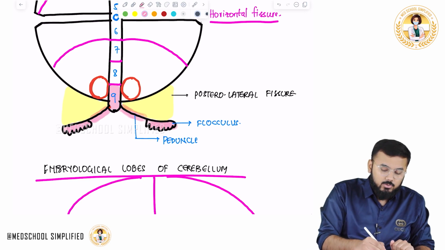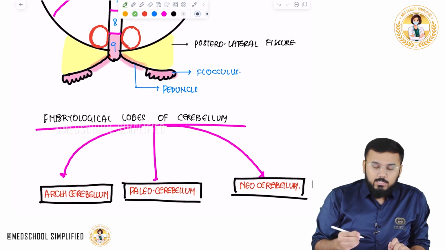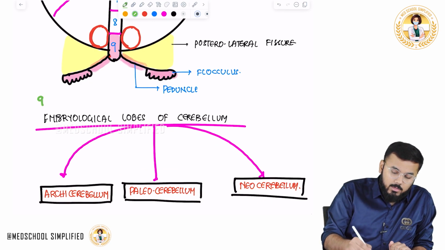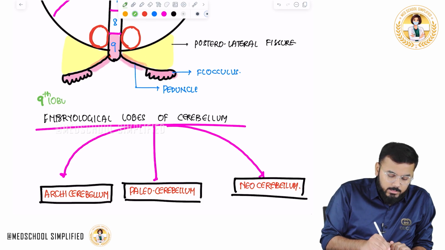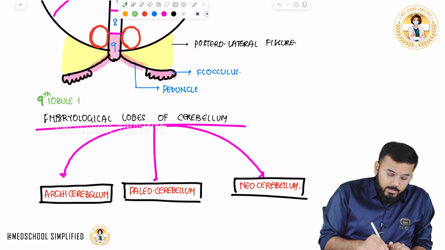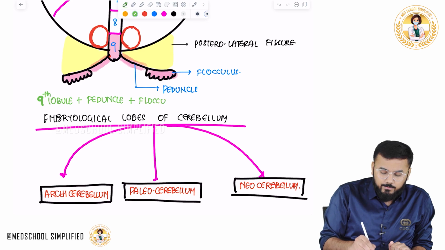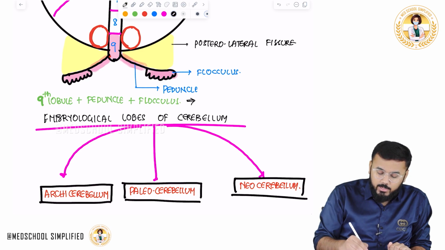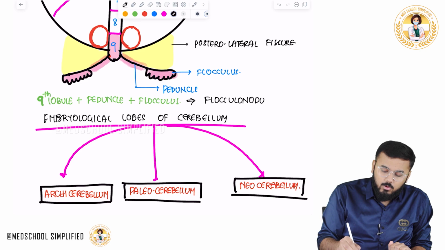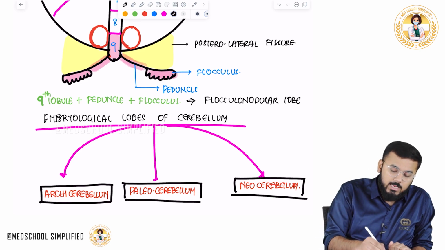So what are the 3 structures over here? Let me write it down. Here you have your 9th lobule. This is the 9th lobule plus peduncle, not pedicle, I'm sorry, peduncle plus flocculus. All these 3 important structures together you call the flocculonodular lobe. So the flocculonodular lobe was a part of which classification?